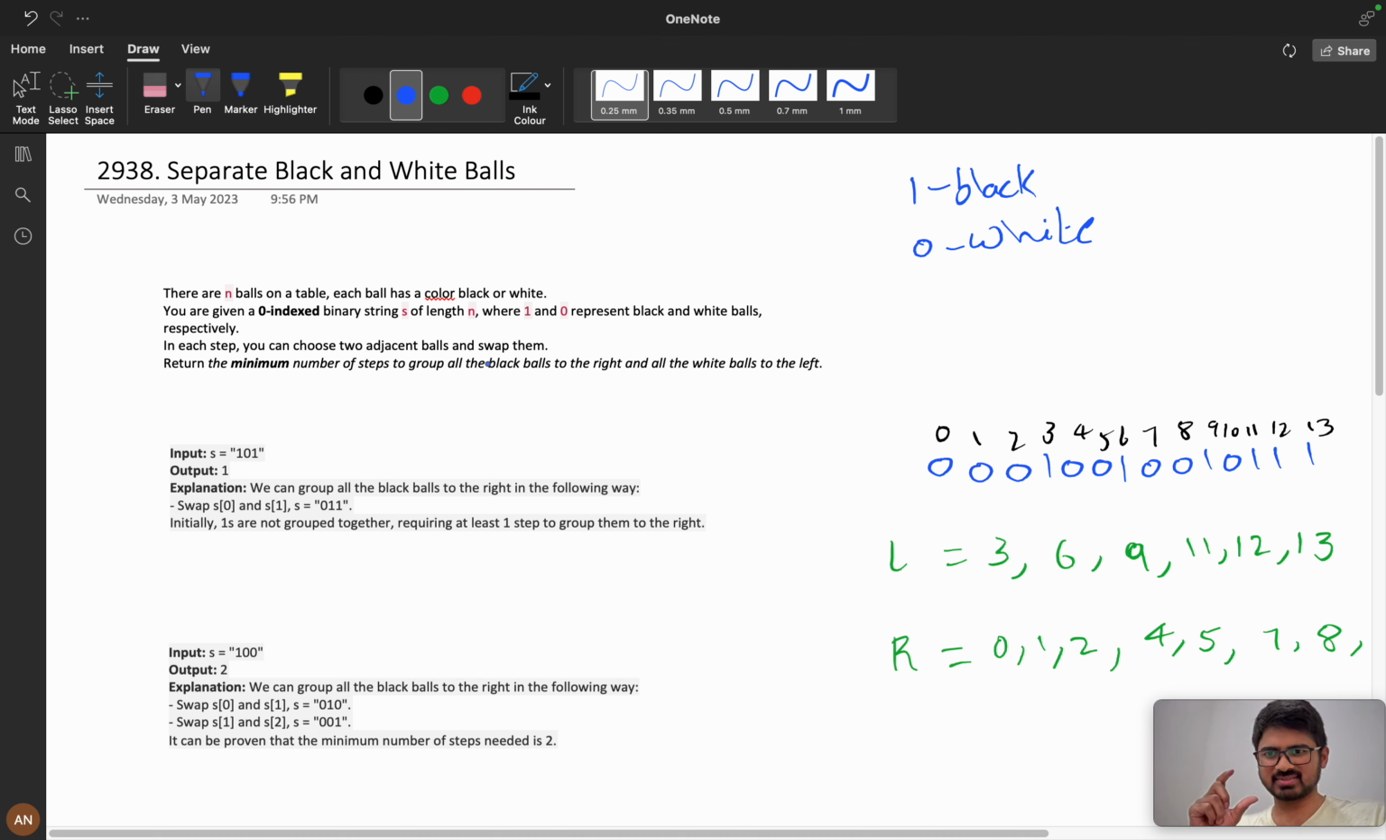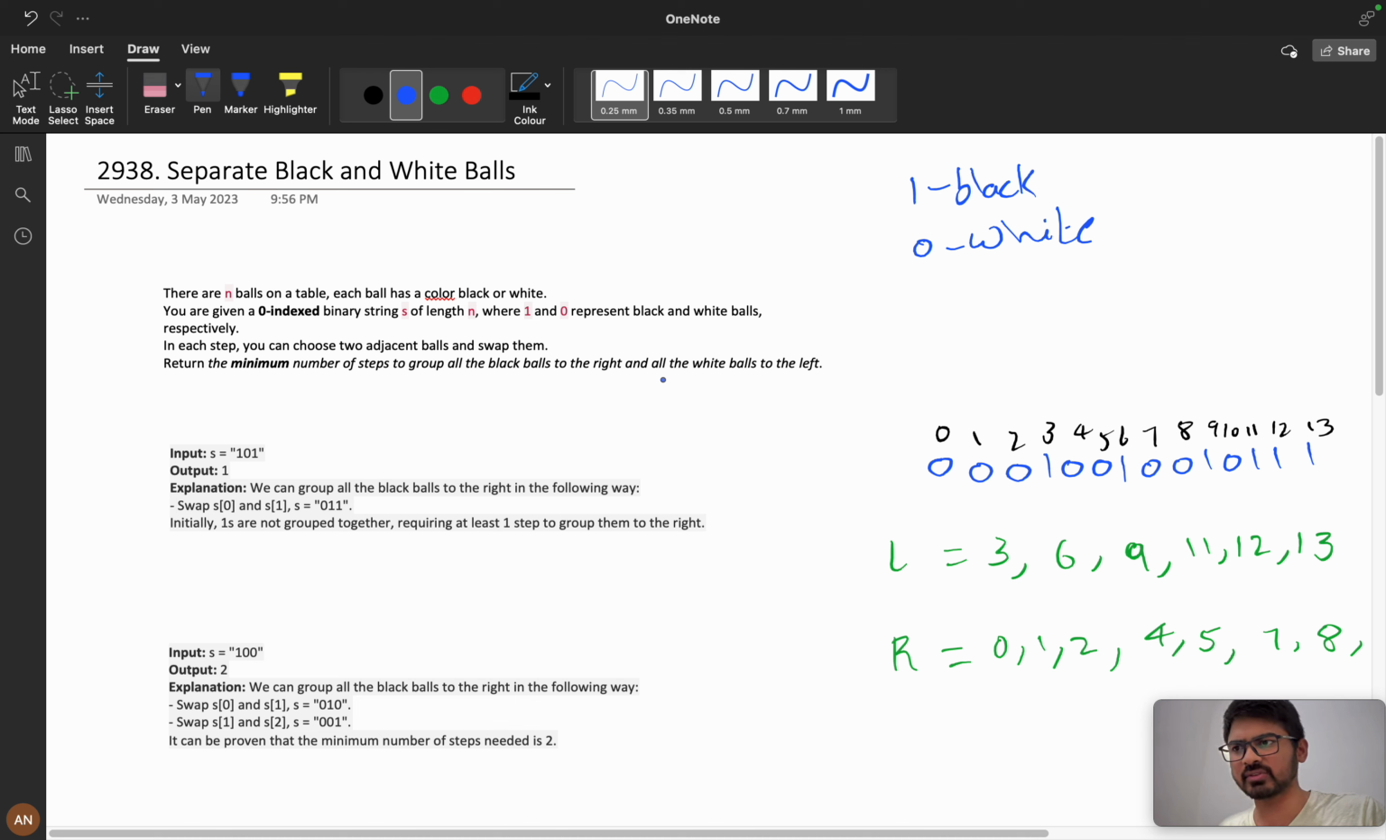Only the adjacent. So I will tell you the extension. If they are not adjacent balls, how will you solve this problem? If you try to think about the solution, comment it down in the video, and we can discuss the approaches over there.